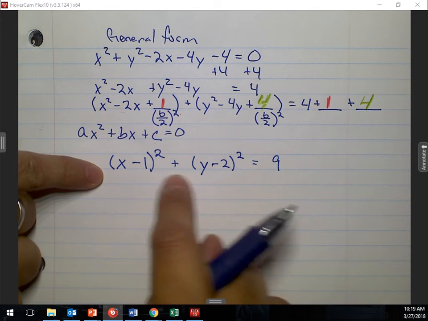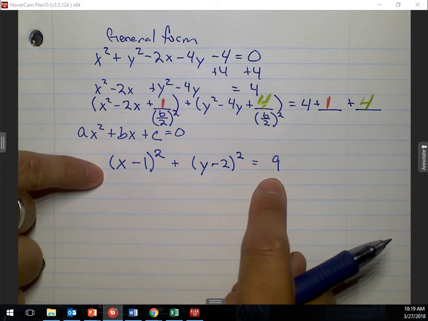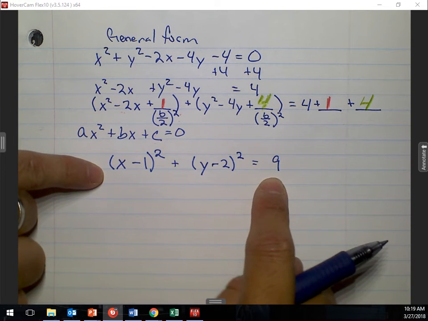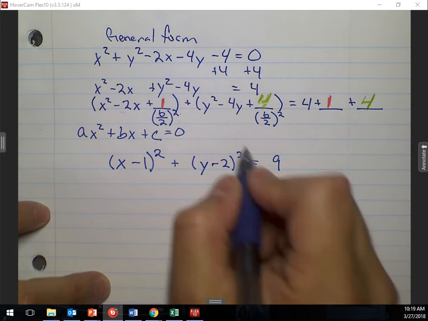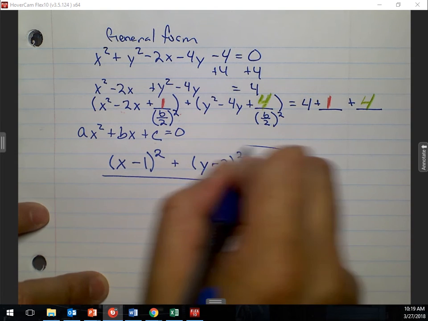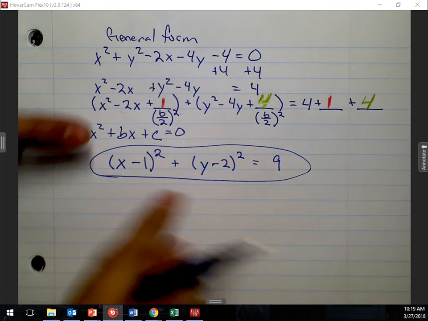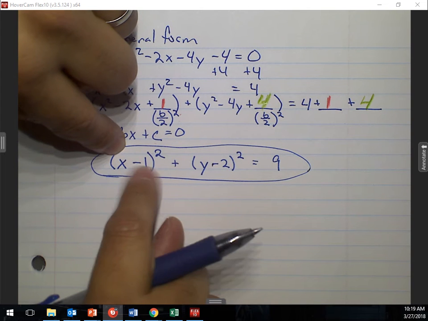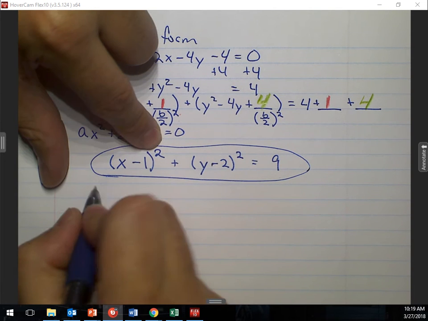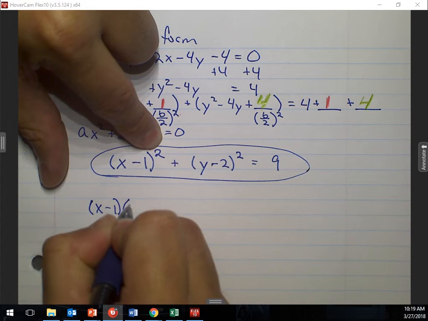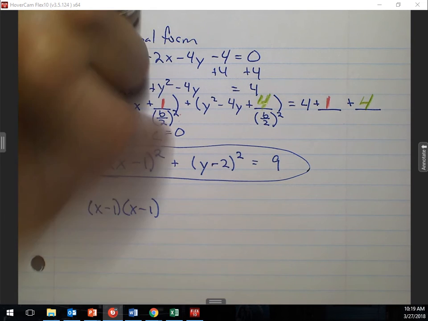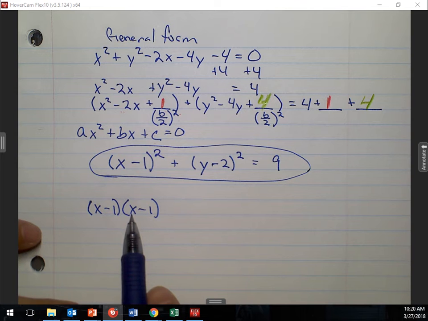Okay, so now we have been able to do this right here. Now, I'm going to show you guys. So now this is the equation. This would be that handy dandy thing that I like to circle because that's the answer. Now, I'm going to prove to you that this works because this is x minus 1 times x minus 1. And I'm going to FOIL this one.